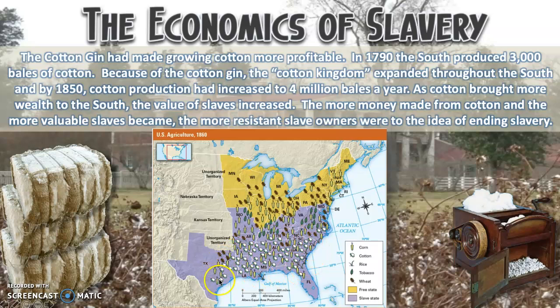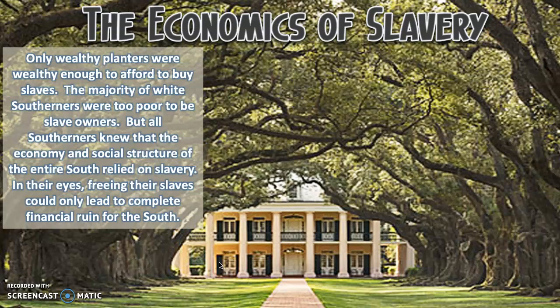We talked about how Texas had even become a slave state. One of the reasons why settlers had gone into Texas in the first place and wanted independence from Mexico was because they wanted to be able to grow cotton.